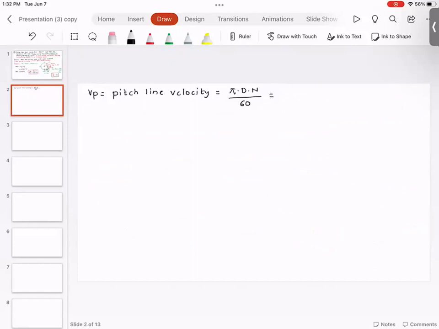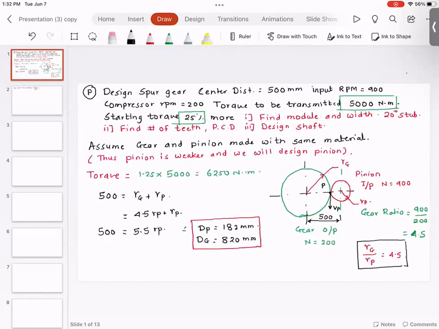Regarding the output and input, is there any case where the input is going to be the gear and the output going to be the pinion? Yeah, that is possible.